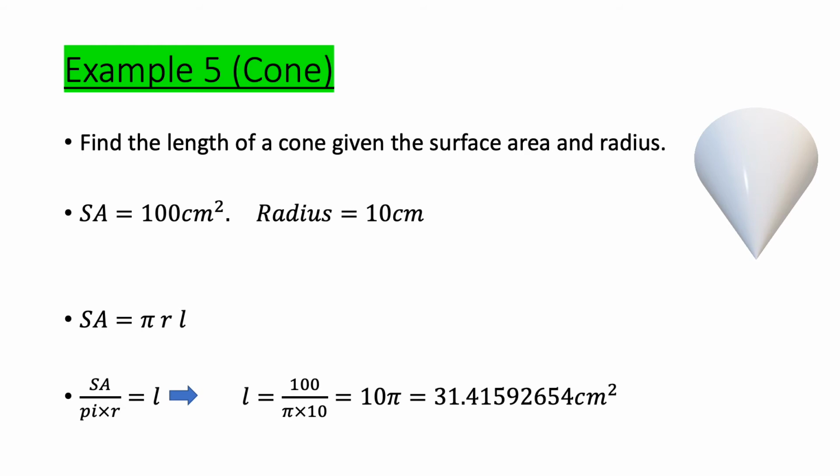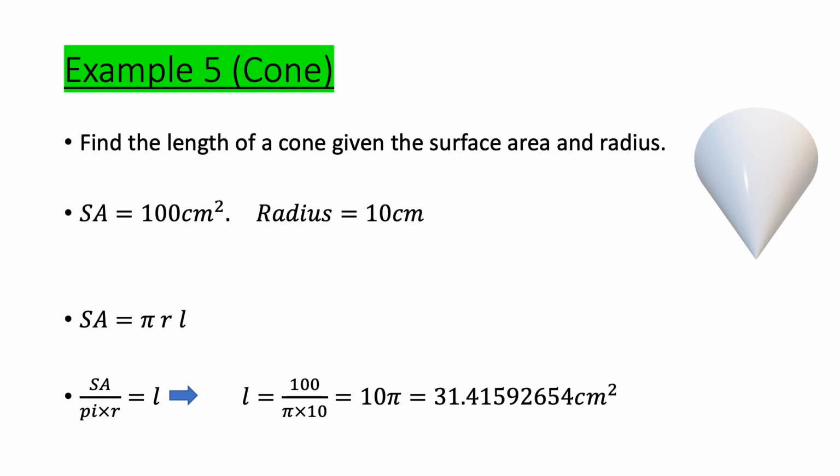To 2 decimal places. Because we are looking at length, there is no squared. If it's area, it's units squared. If it's volume, it's units cubed. If it's just length or radius, it would just be centimeters.